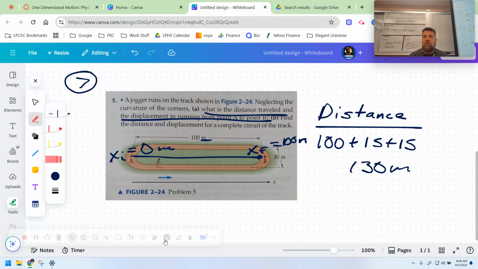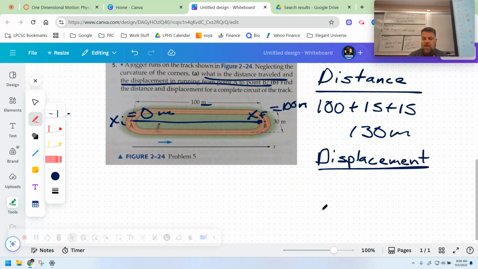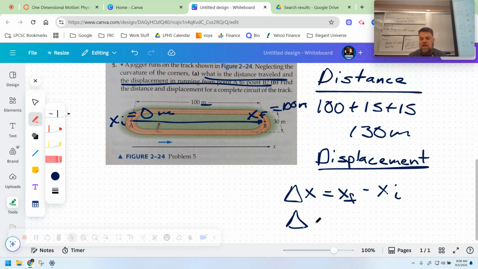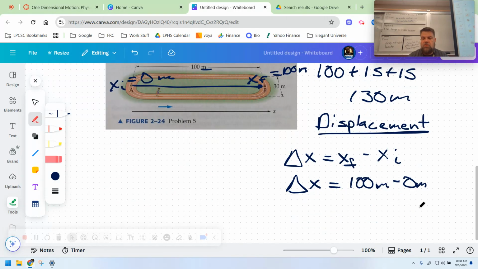So you totally ignore the track. And so then that one, for the displacement, remember that's going to be delta X is equal to the final minus the initial. So that would be delta X is equal to 100 meters minus 0 meters. So it's just 100 meters.